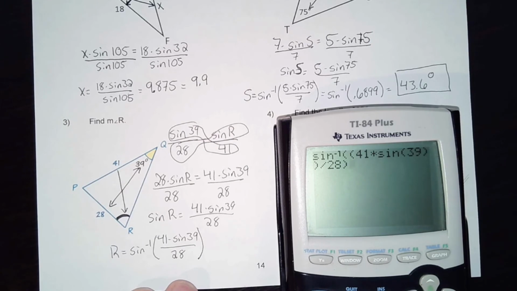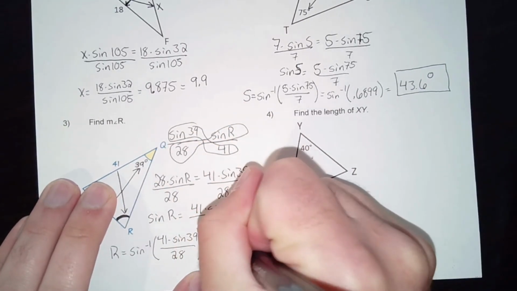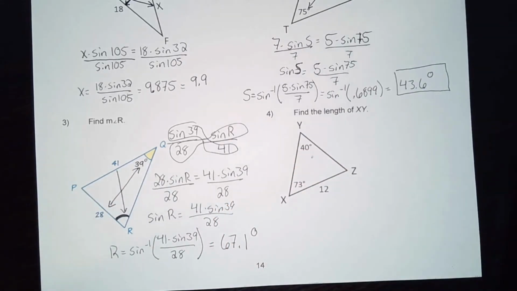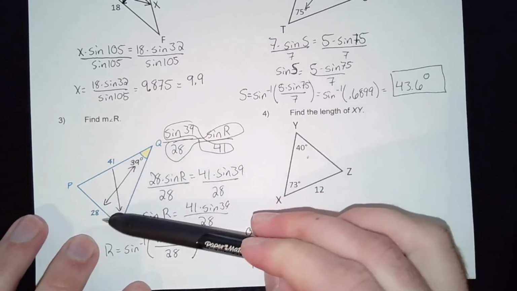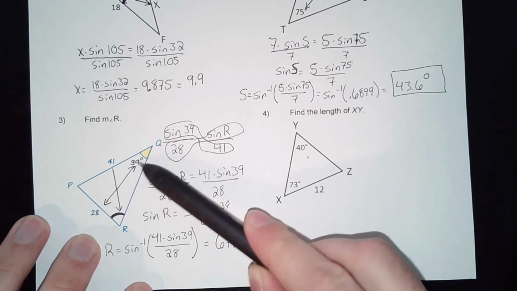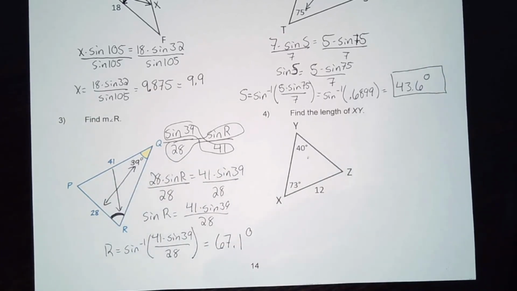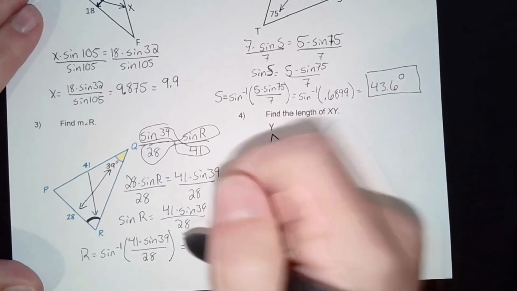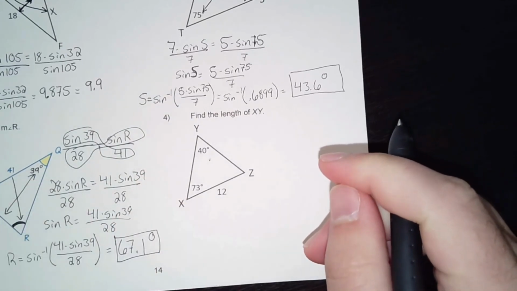Okay, then we can go ahead and hit enter. And I get 67.147. We'll call it 67.1 degrees. Which again should make sense for us. I can look at the picture and see that that's about 67, but more importantly, I know it needs to be bigger than 39 based on 41 being bigger than 28. So you can use those side lengths to give you a rough idea of what your answer should be. Next piece here is number 4.